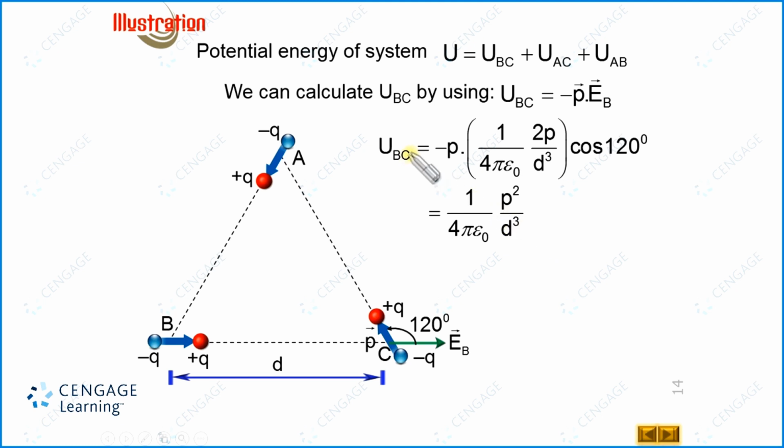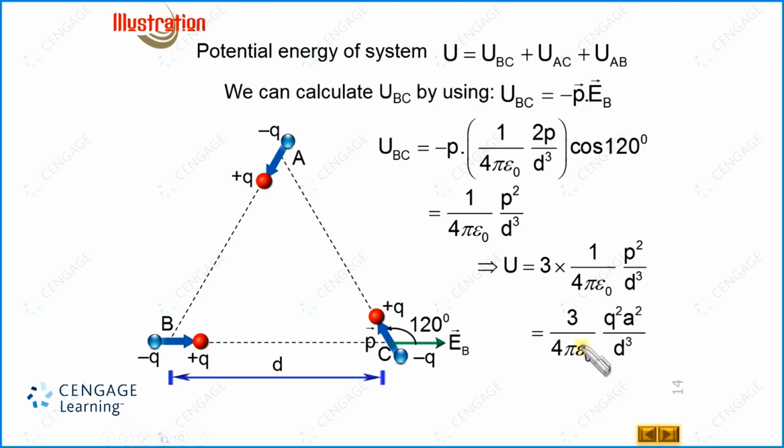This is UBC. As we discussed, UBC, UAC and UAB are all identical. That means the total potential energy is equal to 3 multiplied by this value. So this is the total potential energy. We can further simplify: this is equal to 3 by 4 pi epsilon naught p square divided by d cube, and p is equal to q multiplied by a, so p square equals q square a square. So this is the potential energy of the system.